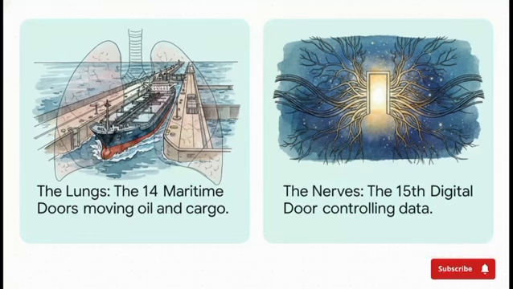So, that brings us to the real focus of today's explainer. While the whole world is nervously watching those famous shipping lanes, the lungs of our planet pumping oil and cargo, a brand new, completely invisible door has emerged, the 15th digital door. And here's the kicker. It doesn't control physical ships or barrels of oil. It controls the nerves. It controls the very data that runs literally every single aspect of our modern lives.